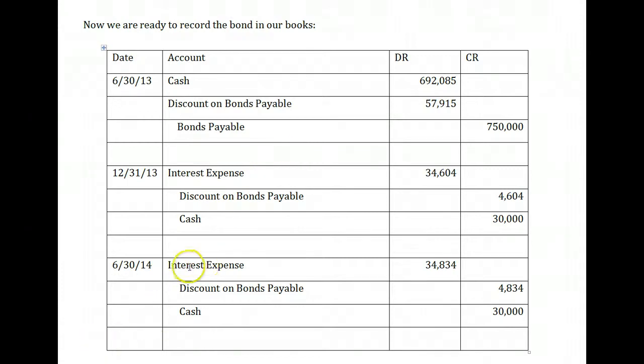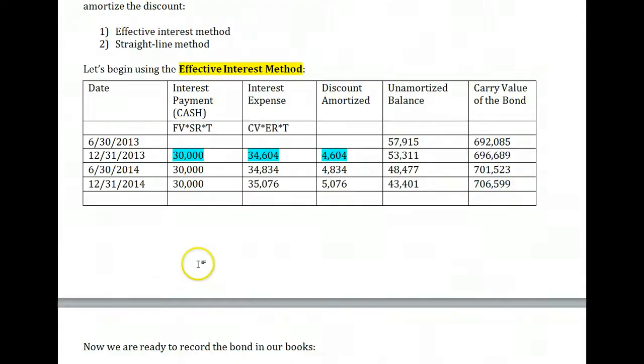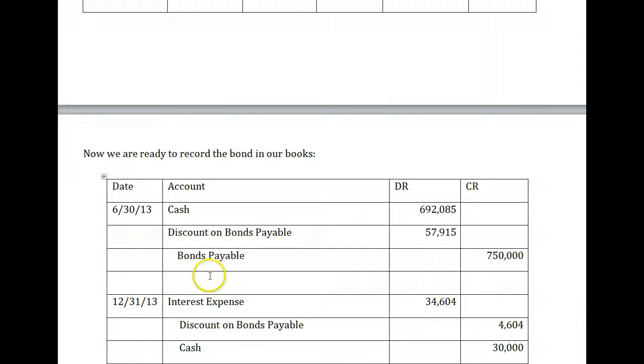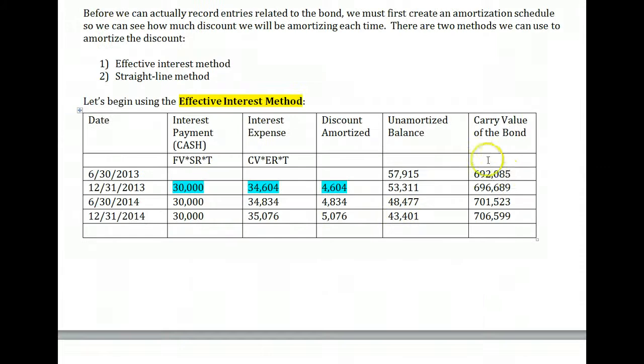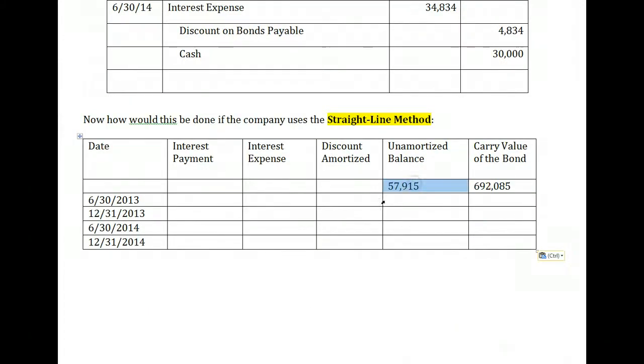All right. That is the effective interest method. Now let's switch gears and look at the exact same problem, only we're going to do the straight line method. Now the straight line method is a little bit different. Again, our starting point is going to be the same.